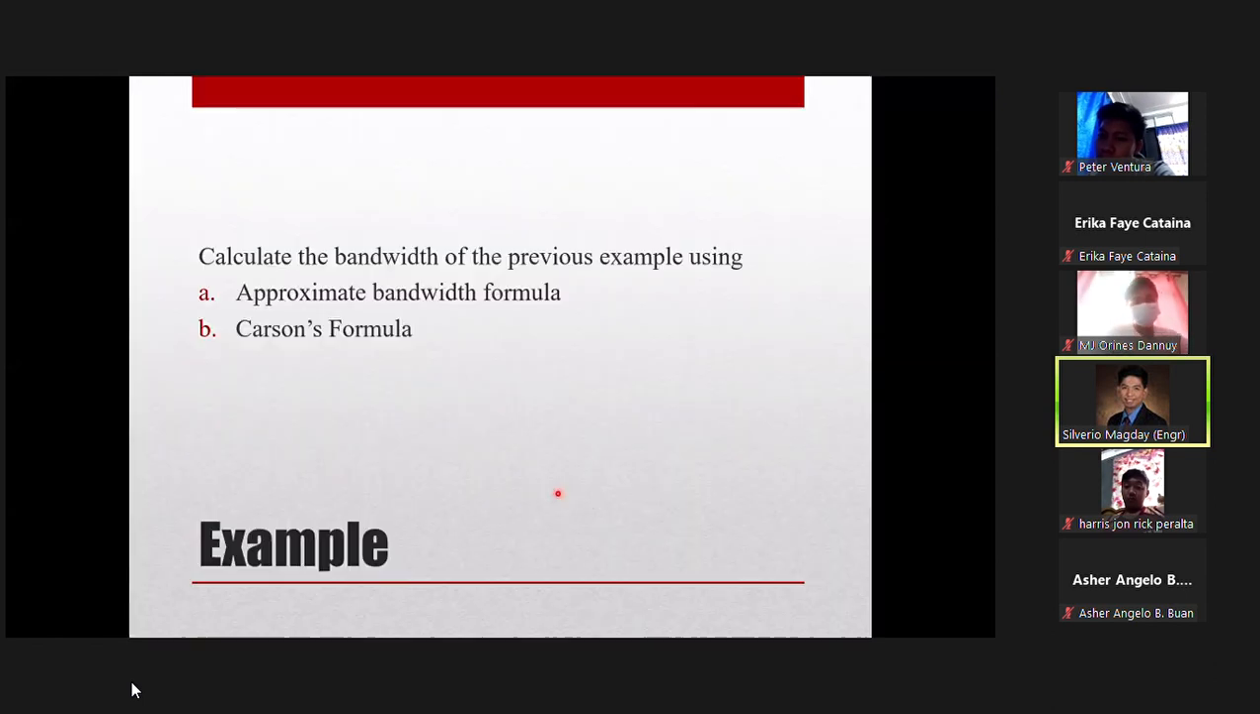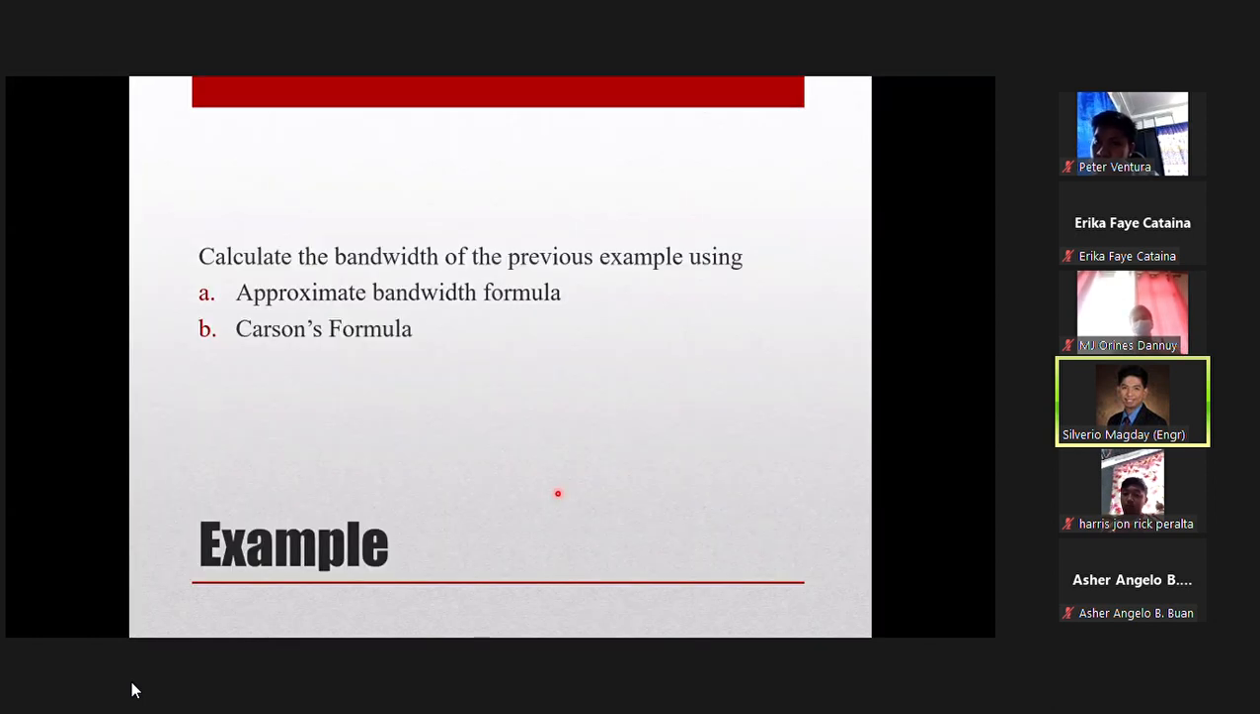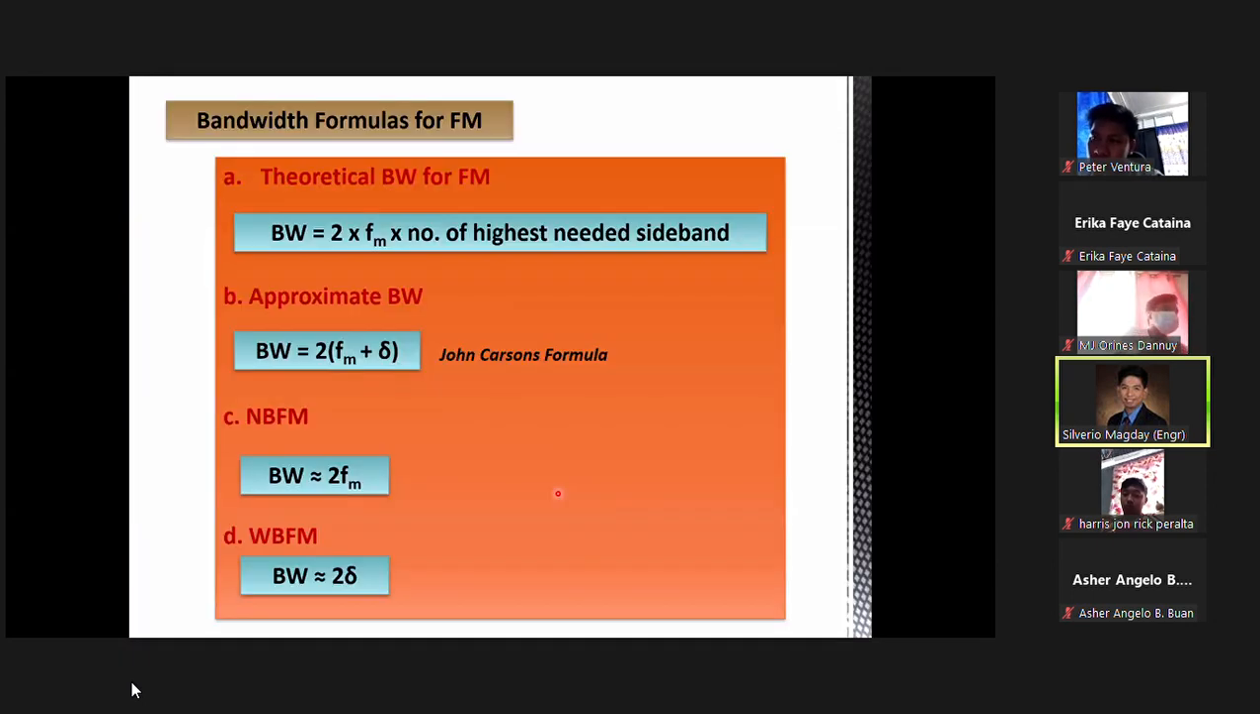Or yung theoretical, minsan binabanggit as approximate bandwidth formula: twice the modulating frequency and then the number of highest needed sideband. So pag MF natin is 3, the number of highest needed sideband is 6. So 2 times fm times 6, yun yung pwedeng approximate bandwidth formula. Or Carson's formula pag binanggit. Pag hindi binanggit yung approximate, ito yung gagamitin ha, yung theoretical: 2 times the modulating frequency times the number of highest needed sideband.